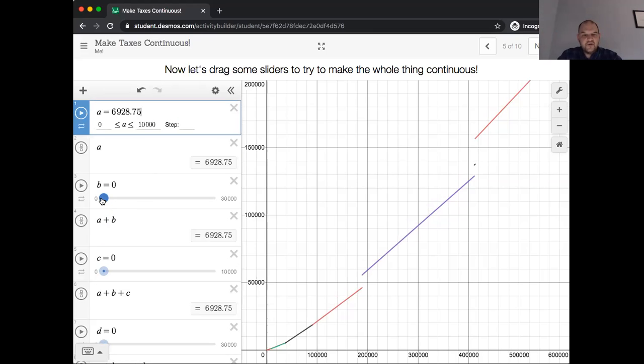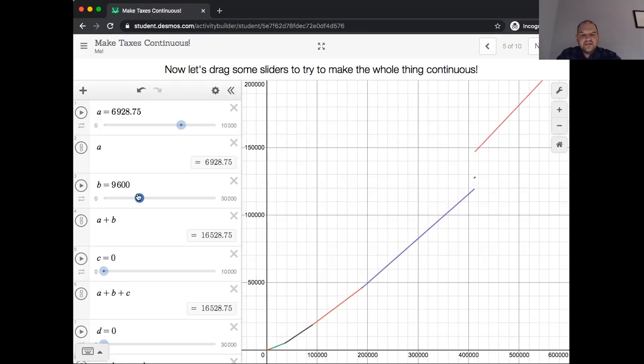Now I'm going to make the next part continuous. To do that, I need to subtract about 9,600. Look at this number, 16,528.75. We got 16,393.75, which would be the correct answer. This looks continuous. If I zoom way in, you'll see that it's not, but that's a large numbers type of thing. This number is the sum of A and the amount that I just shifted this down.